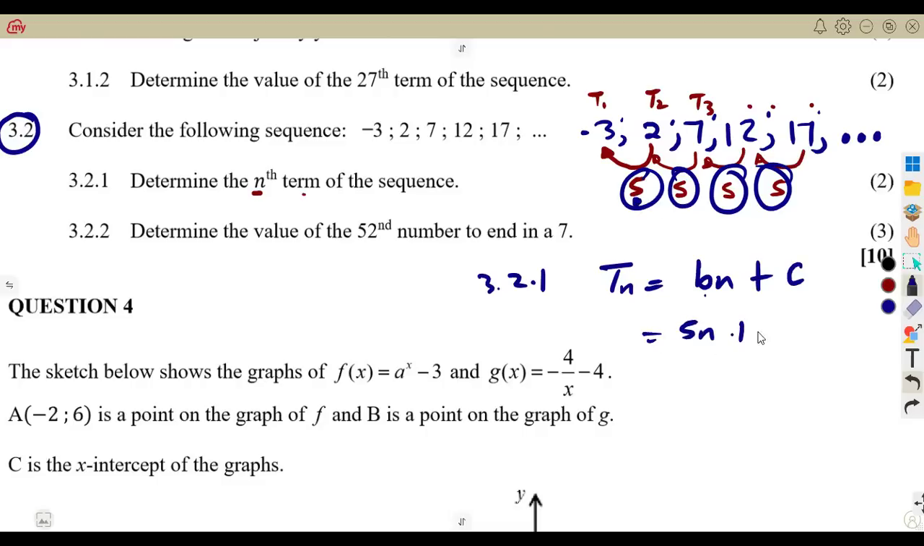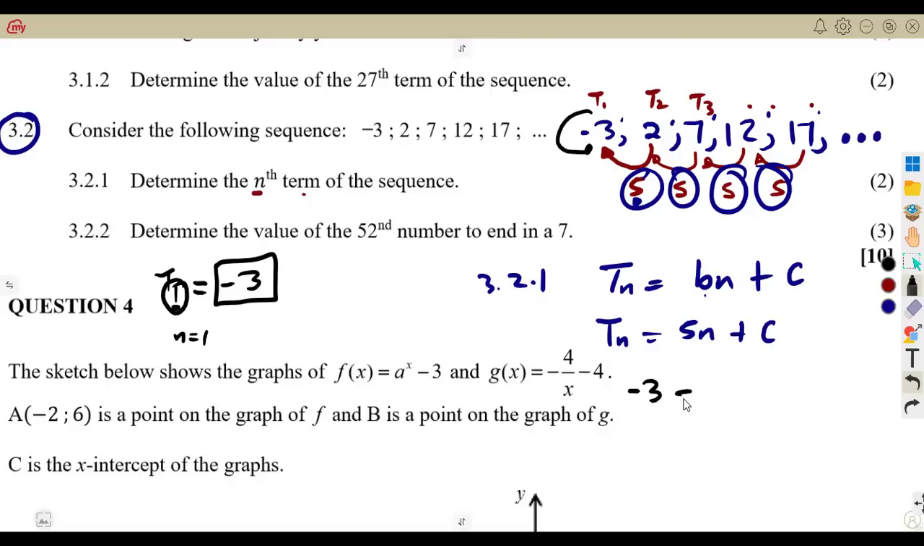So that's 5n plus c. So c is the value to be calculated using any way that you understand. If you understand this, like I said, T1 is equal to what? T1 is equal to minus 3. So in place of Tn, T1 is minus 3, where this represents n, the 1. So it means n is equal to 1. In place of n, you are going to substitute a 1 plus a c.